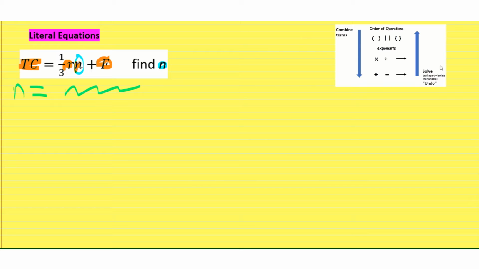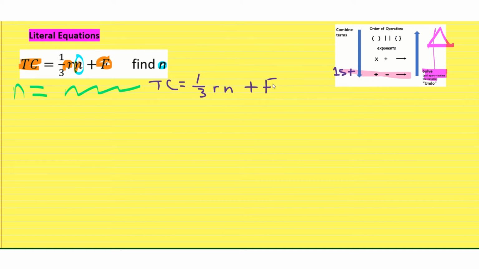So order of operations, if we are solving for a variable, that means we're going to go backwards, and that means that we need to start at the bottom of the list, and we need to undo all the addition and subtraction first. So let's go ahead and rewrite our equation over here. We got TC is equal to 1/3 RN plus F.